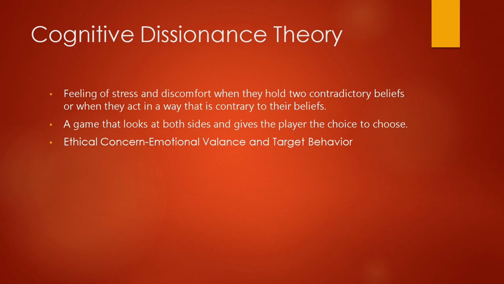So the next theory is cognitive dissonance theory. This is the feeling of stress and discomfort when people hold two contradictory beliefs or when they act in a way that's contrary to their beliefs. We see this in the real world right now, which is kind of ironic. For example, votes need to be counted, or votes need to be stopped, or stop counting the votes.